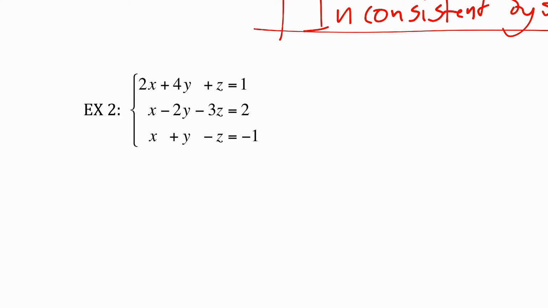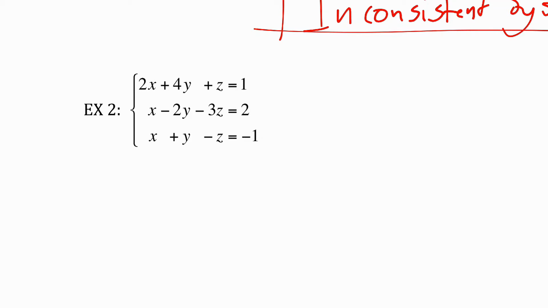For example 2, we've got 2x plus 4y plus z equals 1. We've got x minus 2y minus 3z equals 2. And x plus y minus z equals negative 1. That bottom one looks kind of nice and simple. It might come in handy later, so I'm actually going to move it so we don't start canceling some stuff out.